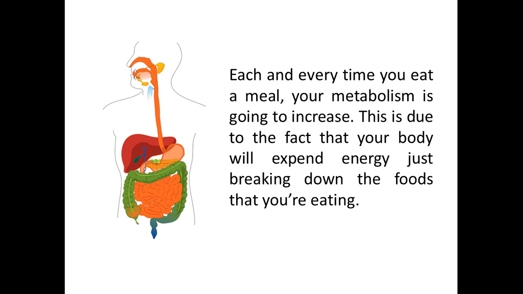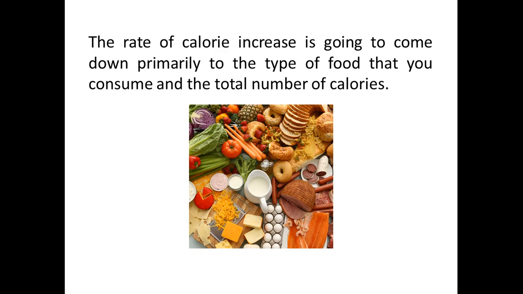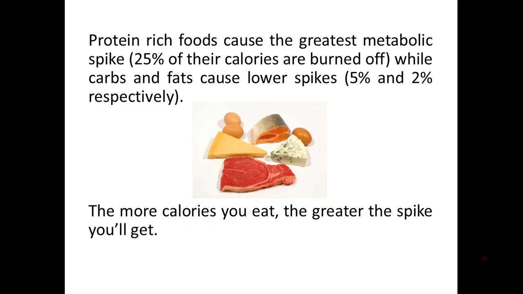Each and every time you eat a meal, your metabolism is going to increase. This is due to the fact that your body will expend energy just breaking down the foods that you're eating. The rate of calorie increase is going to come down primarily to the type of food you consume and the total number of calories throughout the day. Protein-rich foods cause a great metabolic spike, 25% of the calories are burned off, while carbs cause lower spikes, 5 to 2% respectively. The more calories you eat, the greater spike you'll get.